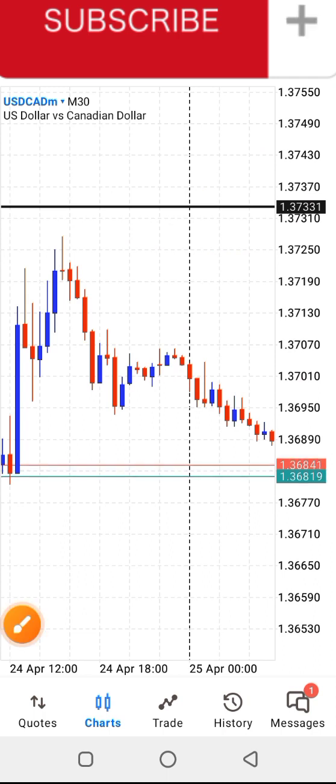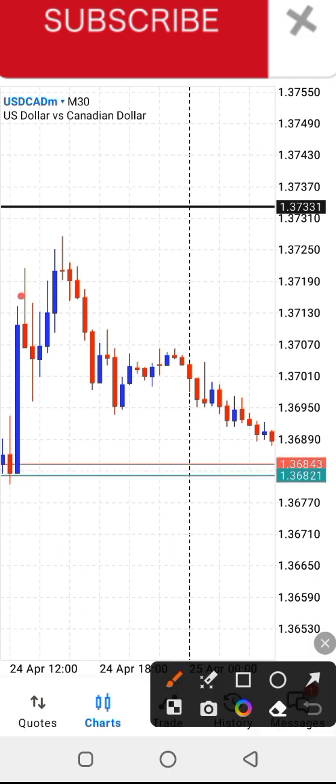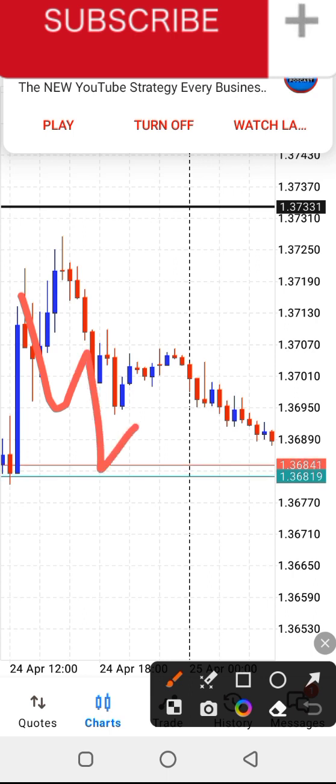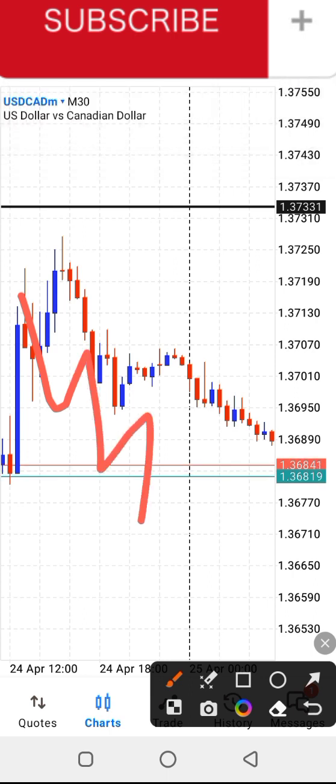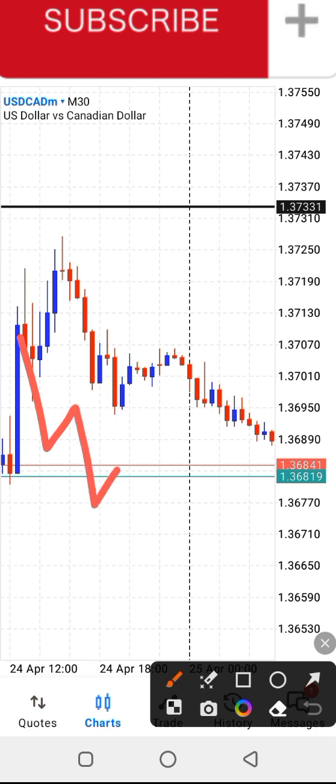Okay, so in the same vein, you could have probably a downtrend like this. Let's say you have a downtrend like this. It doesn't have to be a trend. It can happen at any time. It can even happen during the consolidation.